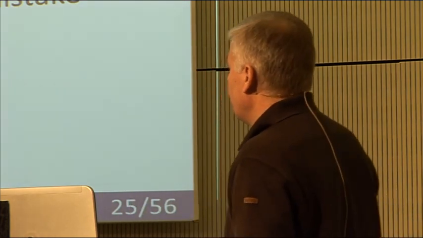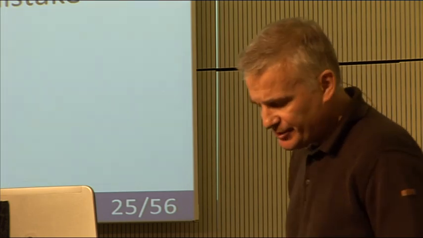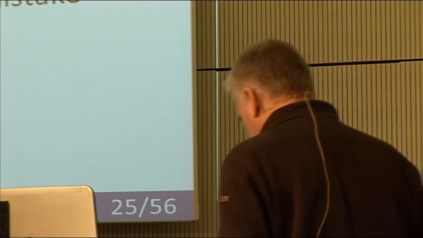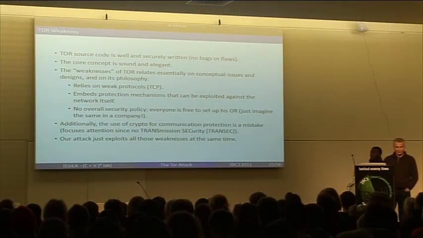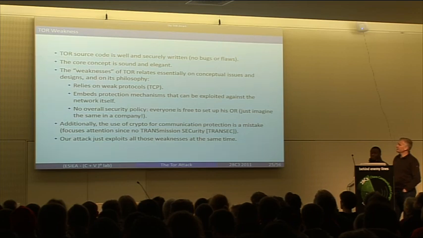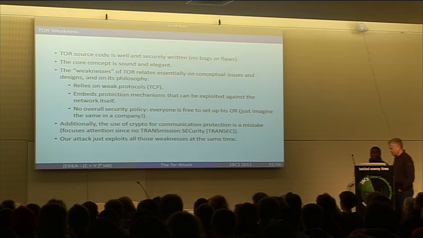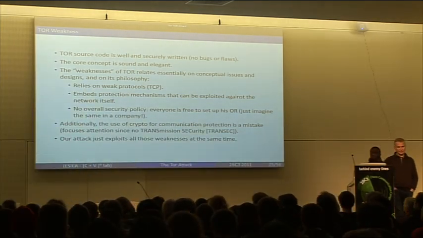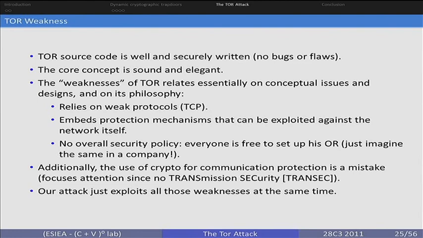So many people say, okay, we have broken Tor. No, once again, that's not the issue. It is the deployment of Tor. Because the core concept, up to me, is rather sound and elegant, but it is deployed in a very imperfect world. Weak protocols. We also use some protection mechanisms that we have turned against the network. And of course, every volunteer is free to use his own security rules. Just imagine the same in a large company where everyone is free to choose his operating system, to secure or not his computer. Well, it would be a nightmare, honestly.